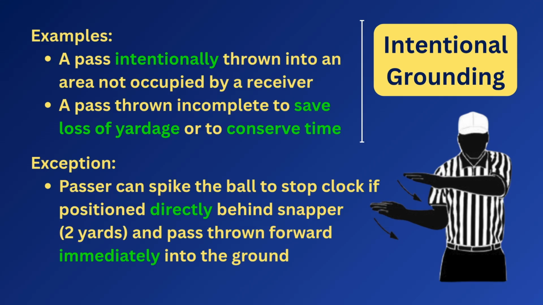Now, we do have the exception that a passer can spike the ball to stop the clock if they're directly behind the snapper and throw it immediately into the ground. And again, directly behind the snapper, they still have to be 2 yards back. But if they take the snap and just immediately spike it to the ground, that is legal to stop the clock.